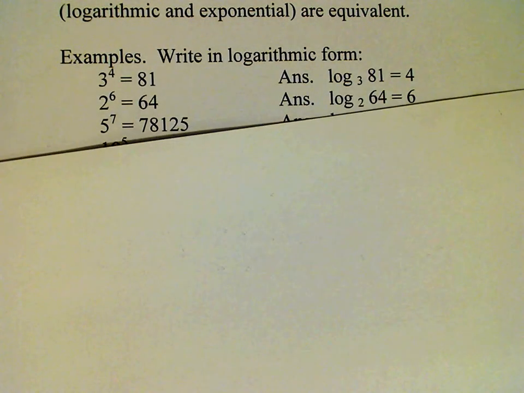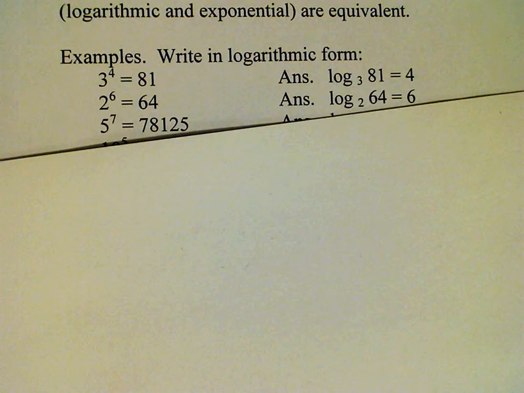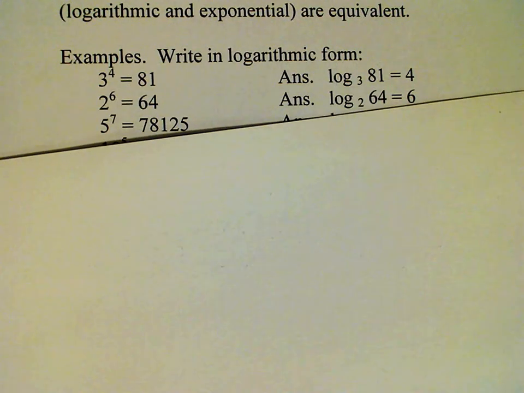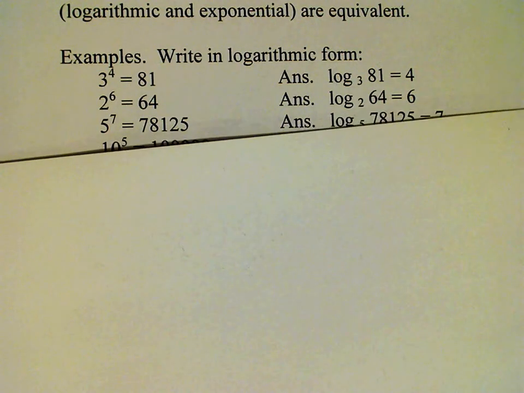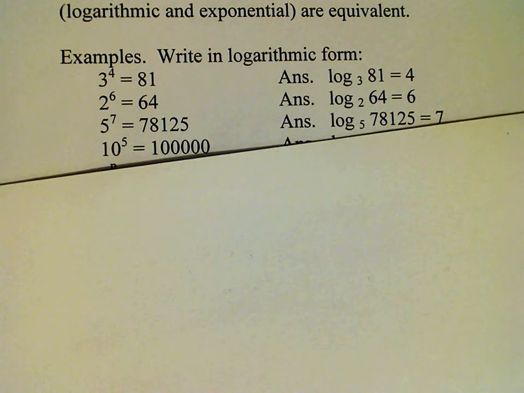Next example, we have 5 to the 7th power equals 78,125. Base is 5, so we write log subscript 5. And then 78,125 equals 7. Okay, next example, we have 10 to the 5th power equals 100,000. So log to the base 10 of 100,000 equals 5.